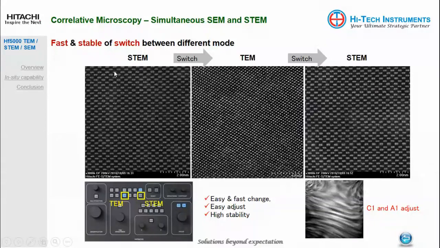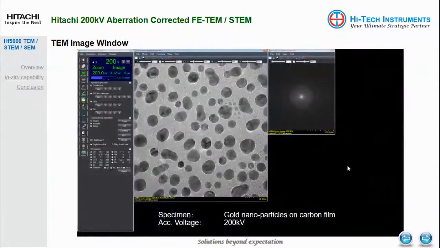And this one also highlights the fast and stable switch between different modes. So this is the control panel of the HF5000. And this is the STEM imaging, the dark field STEM imaging. It is also atomic resolution. You switch to TEM by just one click and you switch back to STEM. It's a very simple clicking and switching. And this is the TEM image window. You have the image and all the operation. And this is the FFT. If, let's say, you have to adjust the stigmatism or the lattice, you can see from the FFT image, fast Fourier transform.